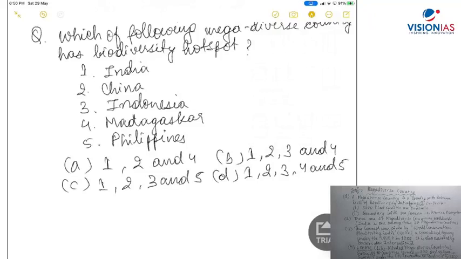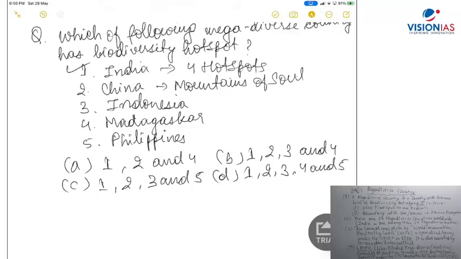So here the answer will be all. India has got hotspots. We have 4 hotspots, which we have discussed in the classroom. China also has got them, like the mountains of South China. That is a hotspot. Indonesia also comes there. Madagascar also has got this hotspot. Philippines also has got it. So the answer is D, all of this. You all are correct.